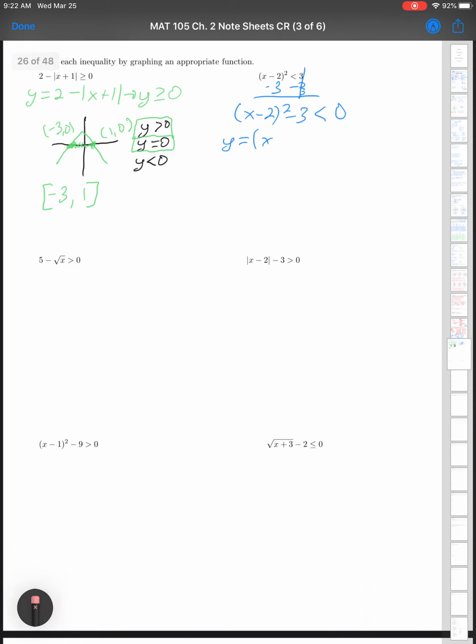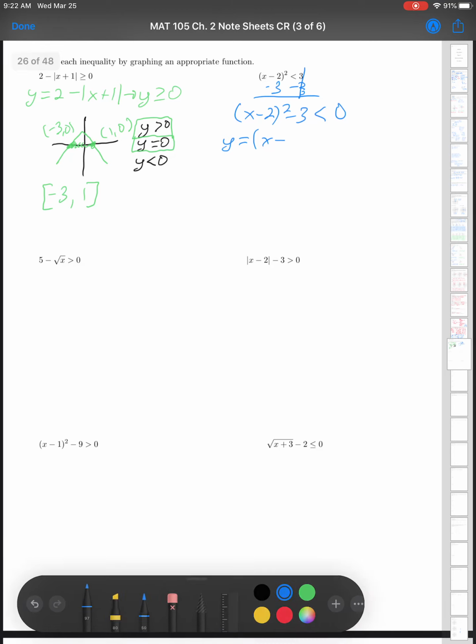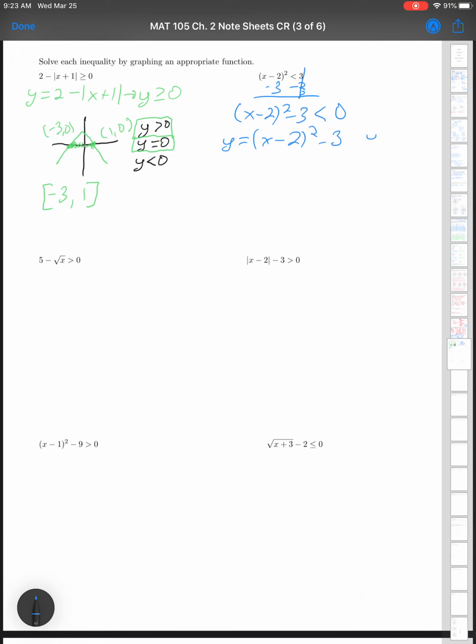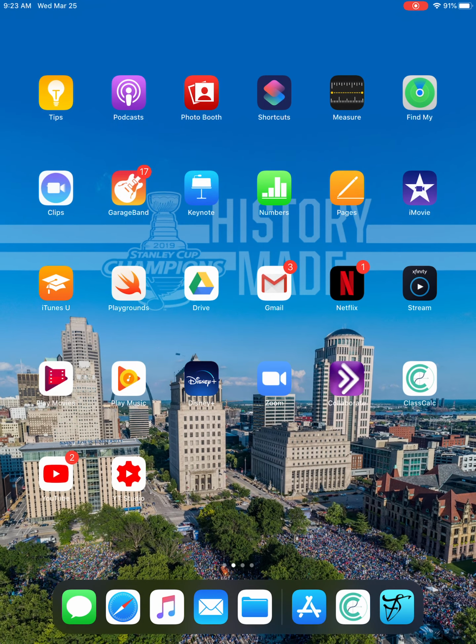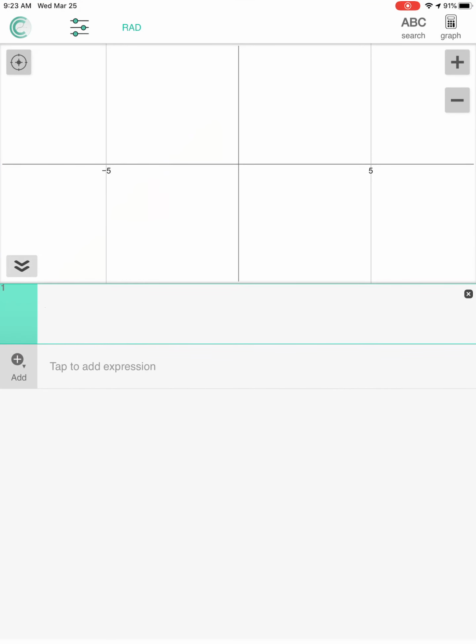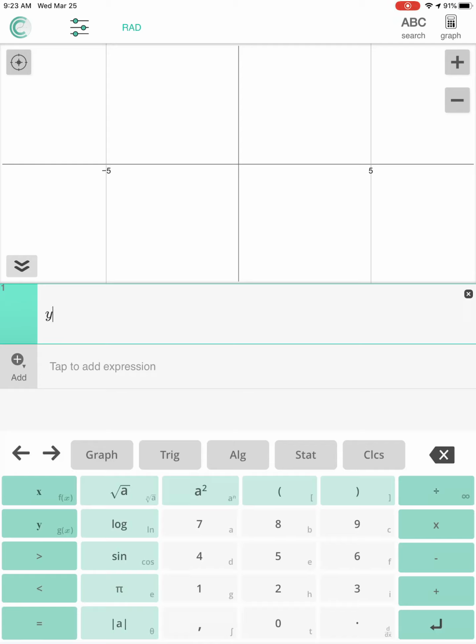So I want y to equal (x minus 2) squared minus 3. And so we're looking for y to be less than 0. So in this case, we're going to be looking for y to be below the x-axis. So if we graph that, okay, so replace this graph with the one we just did. So y equals (x minus 2) squared minus 3.